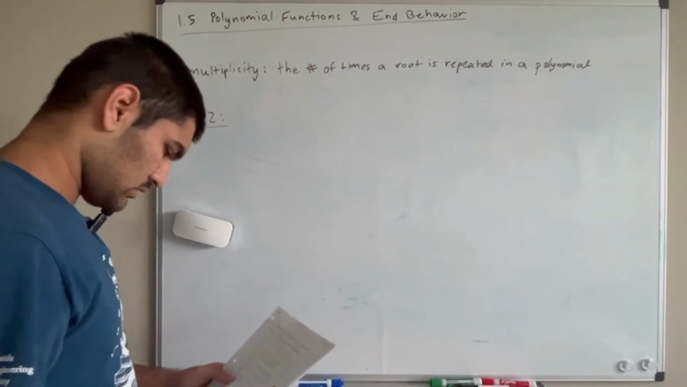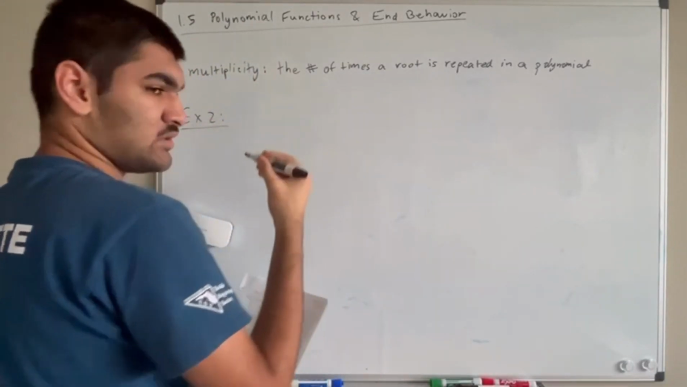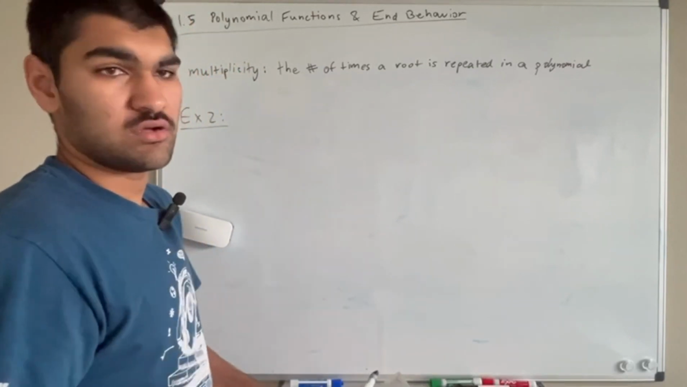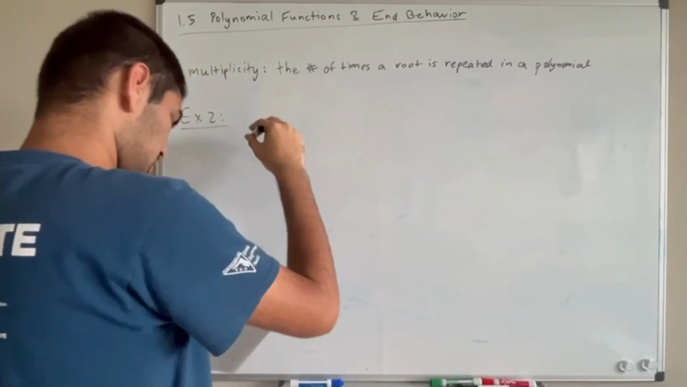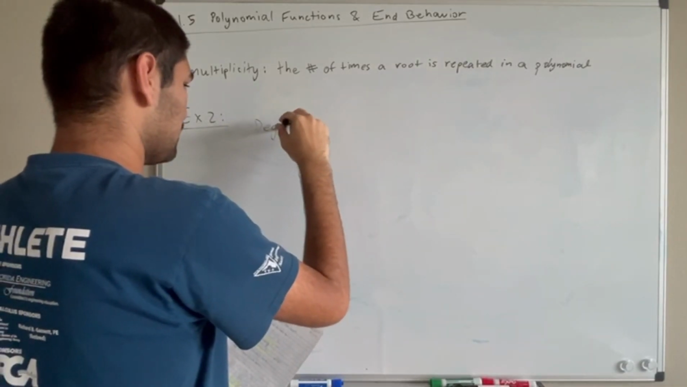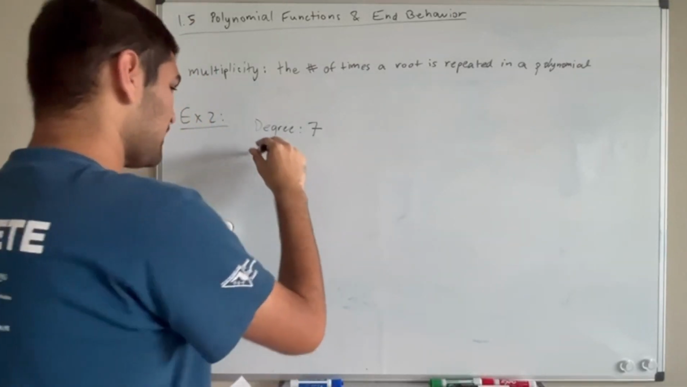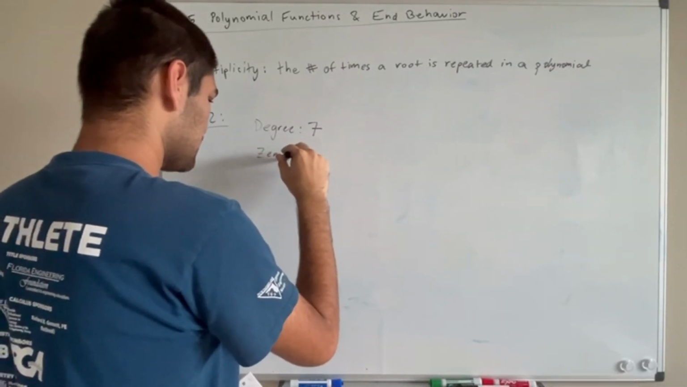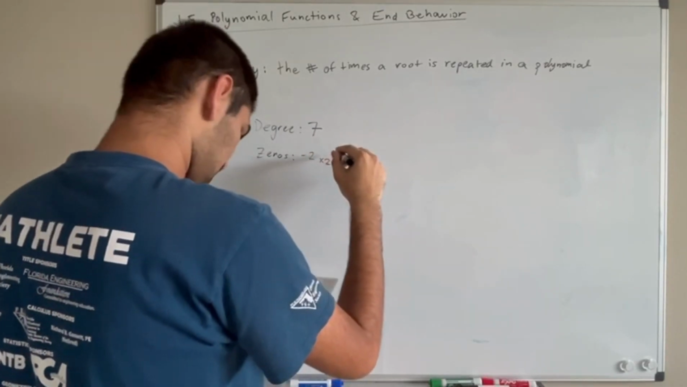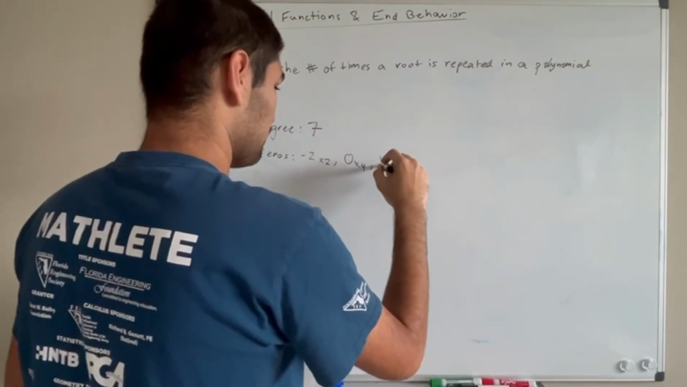Example 2. So now, let's say we're given the zeros of a polynomial with their multiplicities, and now we have to find the actual function. So let's say we have a polynomial with degree 7, and its zeros are negative 2 with multiplicity 2, 0 with multiplicity 4, and 1 with multiplicity 1.